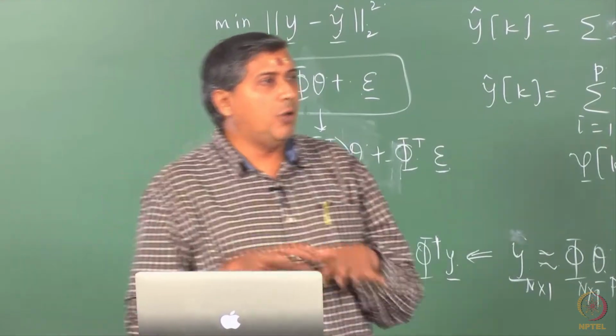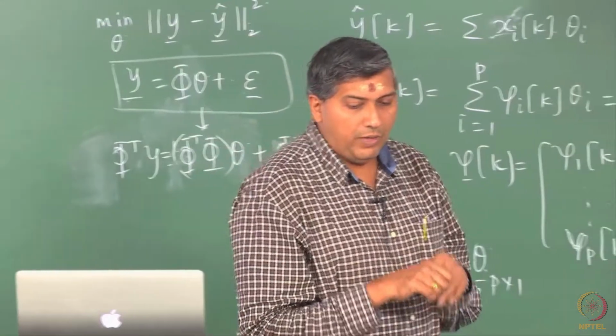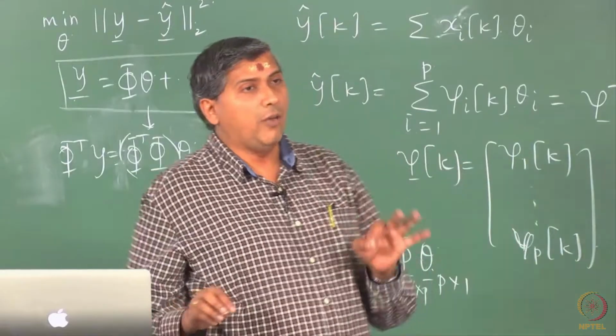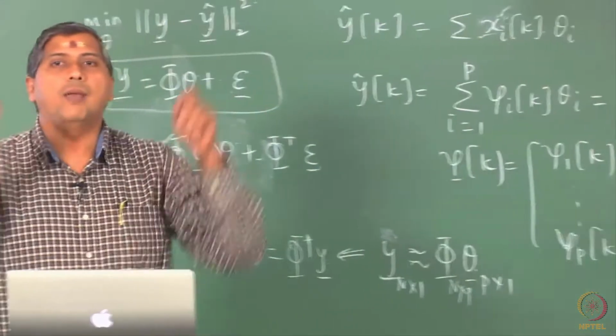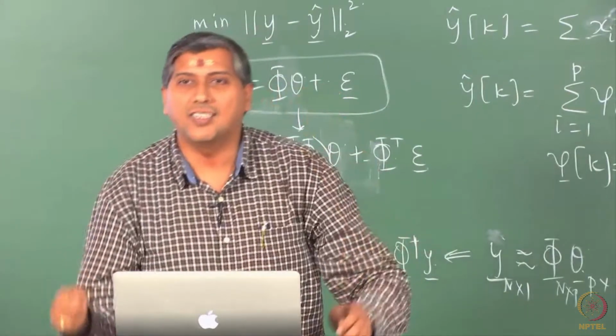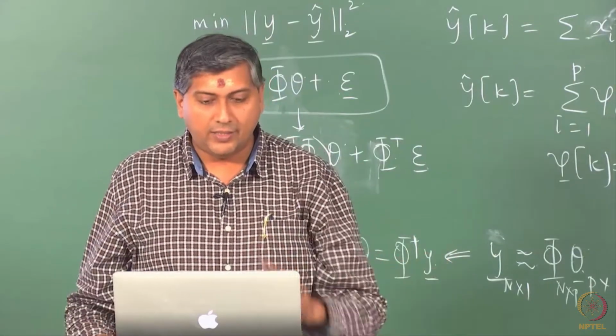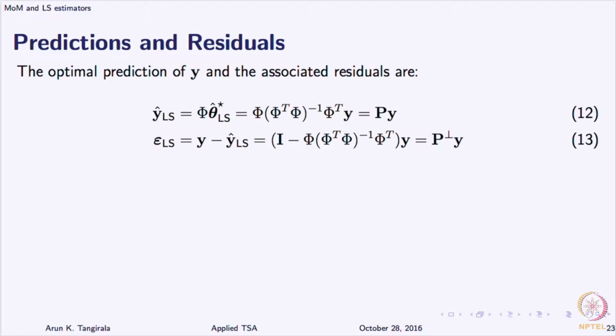The first thing that we always do, when we want to see how good a model we have obtained, is apply the same model onto the same training data set that we have used, or it can be used on a fresh data set. These equations are fairly generic. Given any new phi or the old phi, it does not matter, the predictions are simply phi times theta hat.